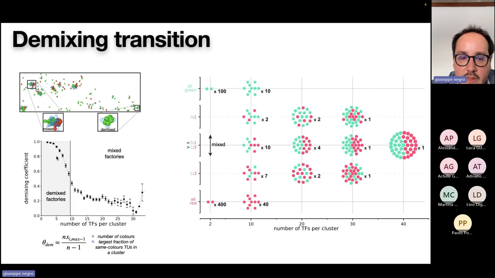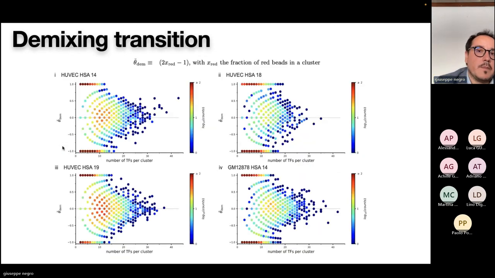And to quantify this behavior, we measured the mixing coefficient that is defined in this way, with n the number of colors in the model, and x the largest fraction of the same color transcription units in a cluster. And if you measure it, averaging over 1,000 simulations, you can see that there is a transition at a precise number of transcription units in the cluster. So bigger clusters are more mixed, and they are likely the ones that are observed in experiments, while smaller clusters are less mixed and are smaller. So they are the ones that could correspond to transcription factories. This is a behavior that we tested in different cells and different chromosomes. Here is just another plot of the same quantity as before.